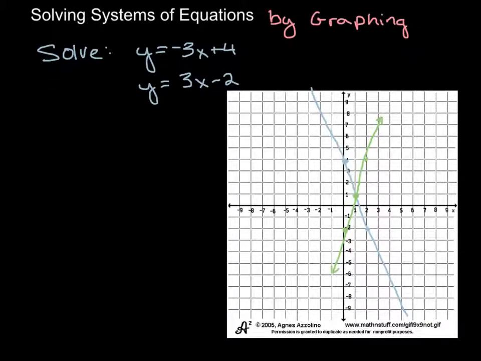Okay. Now both lines have been plotted. Now our point of intersection is our answer. So our point of intersection is right here. And that's 1, 1. So our answer is x equals 1, y equals 1.